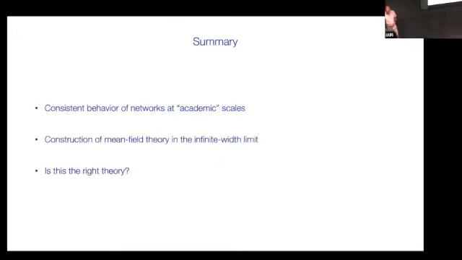So to conclude, we do see in this particular scaling consistent behavior of networks at academic scales, as I'll call them. I showed you a construction of a mean field theory with infinite limits. The question that still stands is: is this the right theory? Does this mean field theory actually describe what's happening in these ResNets and so on? That requires us to come up with clever ways to simulate. We're working on that, and I hope to report on it when we get the answer.